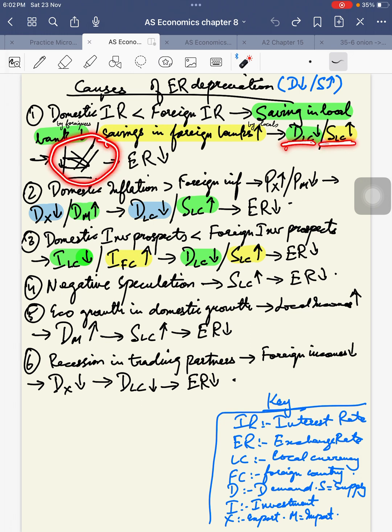As you can see in this diagram, the supply is rising, the demand is falling, the exchange rate is depreciating. This is the first point.